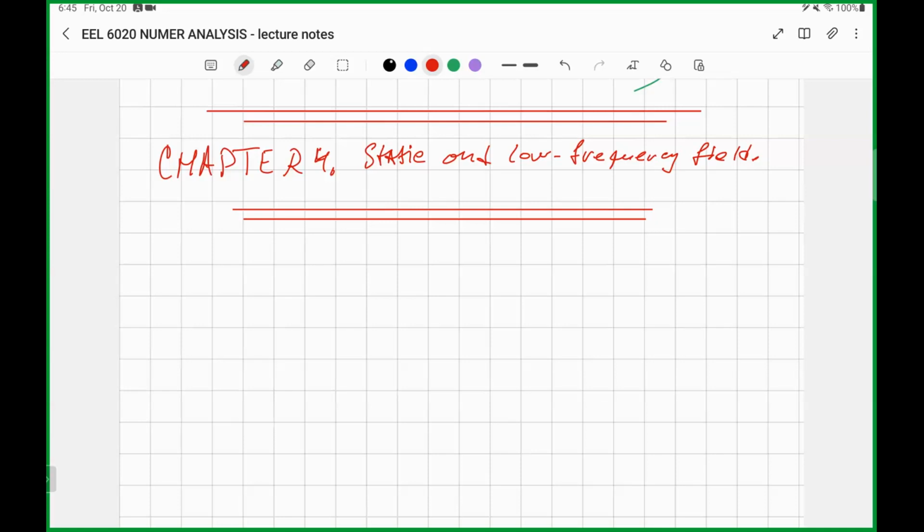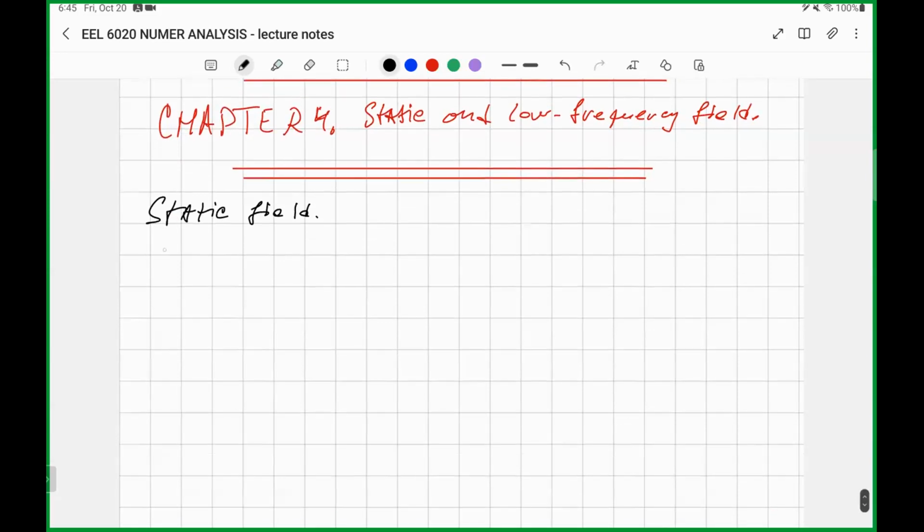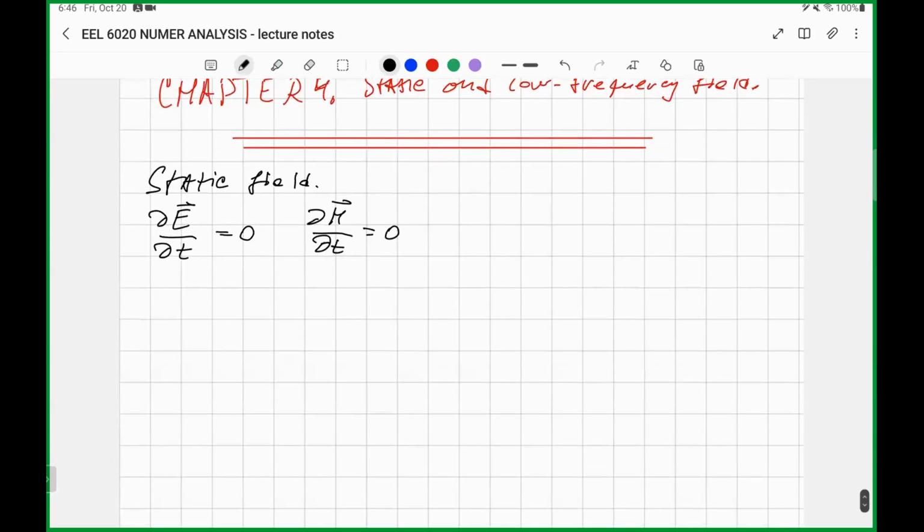So the static field. So what is a static field? The static field is a field that doesn't depend on time, right? So in the Maxwell equations, I simply assume that the time derivatives of the electric field and magnetic field equal zero. So no time dependence of the electric and magnetic fields. At the same time, it means that the frequency, either the angular frequency omega or the linear frequency f, which is connected to the angular one through the simple formula omega equals 2 pi times f, is also equal to zero, right? So no oscillation of the field.